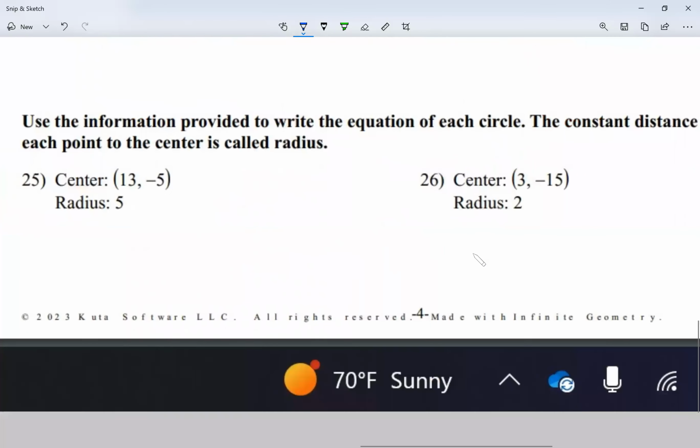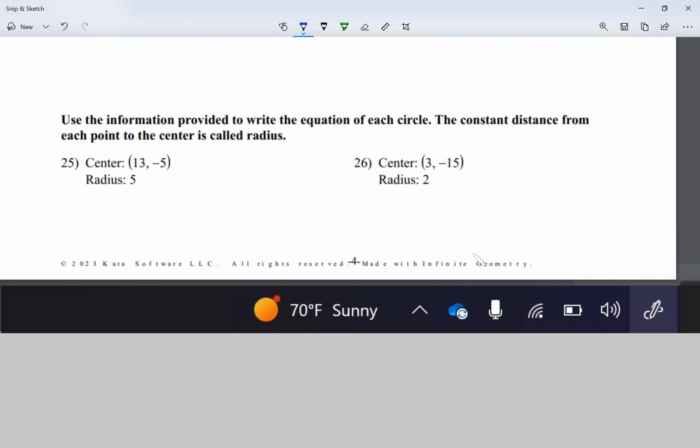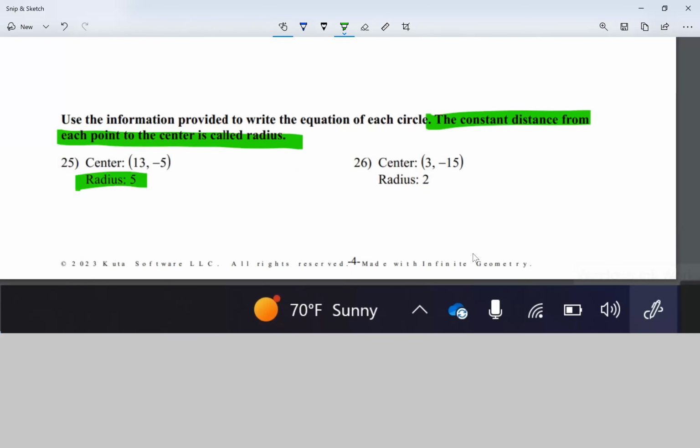My last example here, my last things here, is use the information provided to write the equation of each circle. The constant distance from each point to the center is called radius. Okay, one thing I want to emphasize here. So here, I told you number 25, I said the radius is 5. But I could also have said the constant distance from each point to the center is 5. Right? So make sure you guys pay attention to that, because I can give you the radius in words, the word radius, or I can just call it the constant distance from each point to the center.